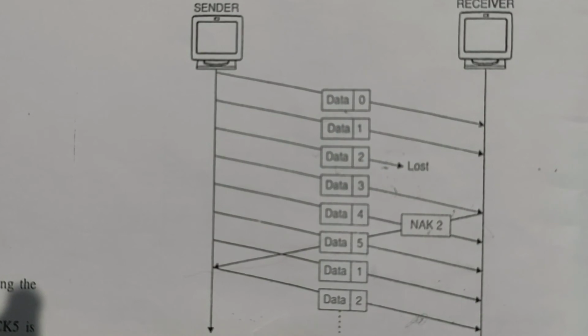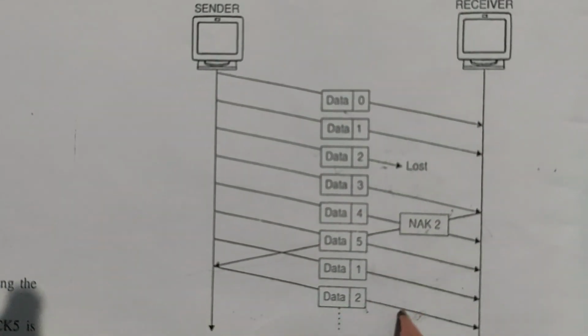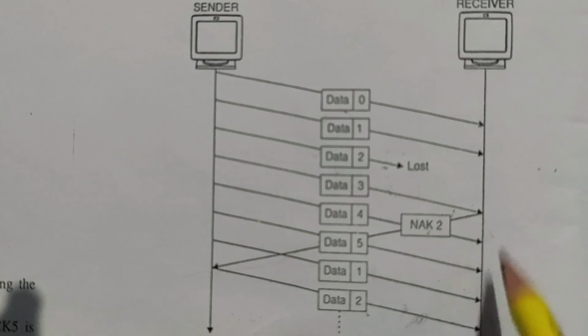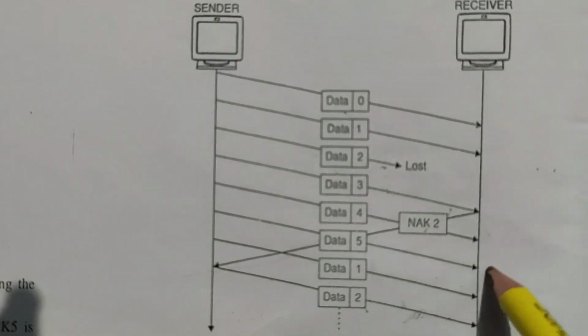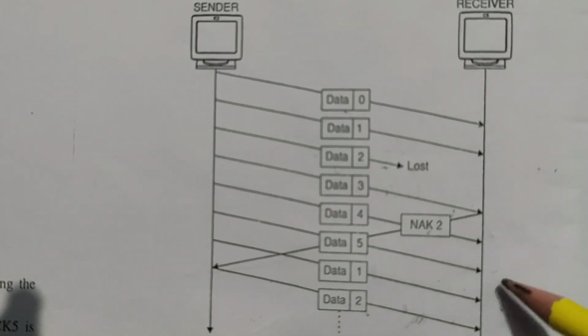If any data frame is lost on its way, it will not be received by the receiver. As a result, the receiver sends the NAK when the next frame arrives at the receiver side. If the lost data frame is the last frame in the transmission, the receiver does nothing. For example, if this last data is lost, the receiver will neither send the acknowledgement nor the NAK. So the sender will treat that as a lost acknowledgement.